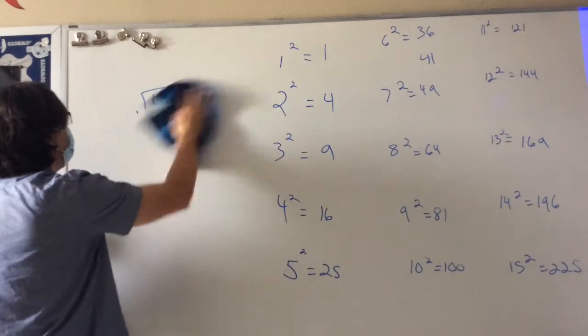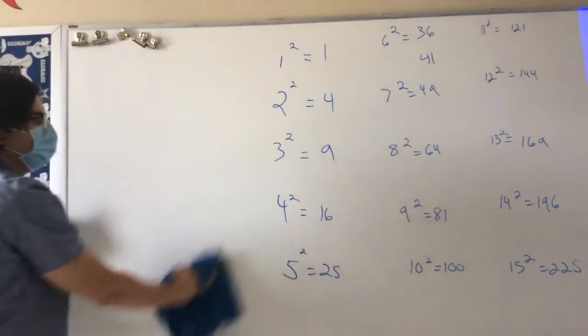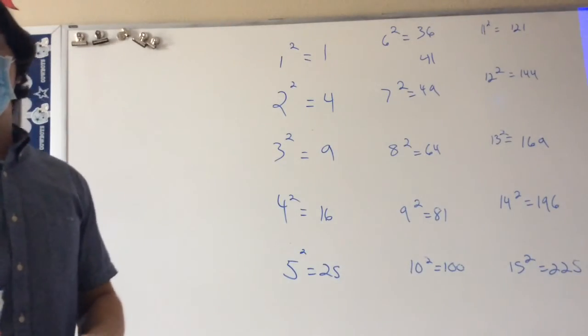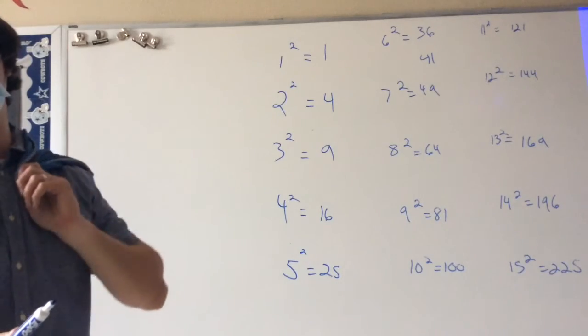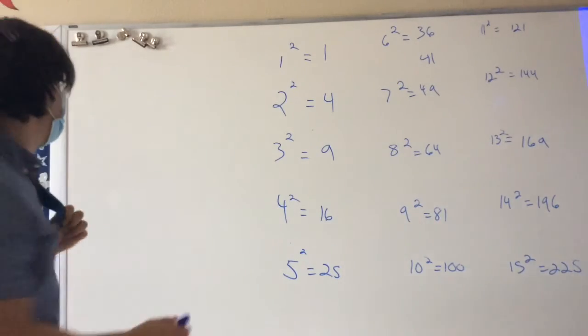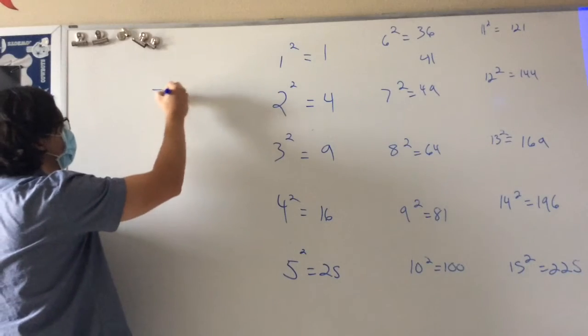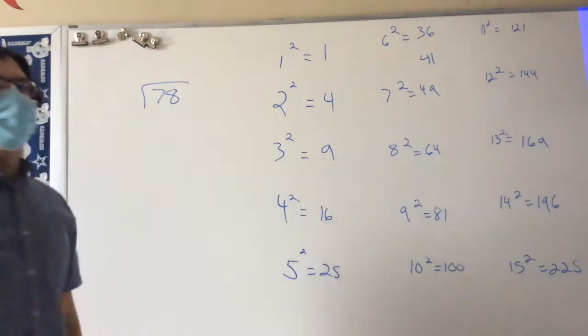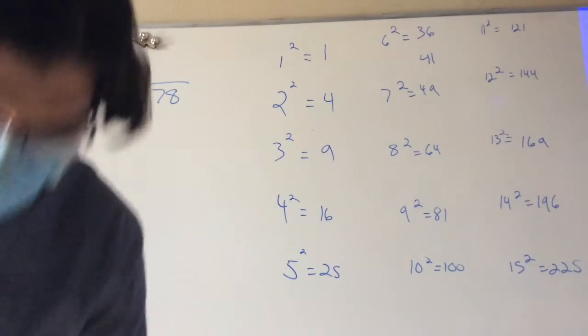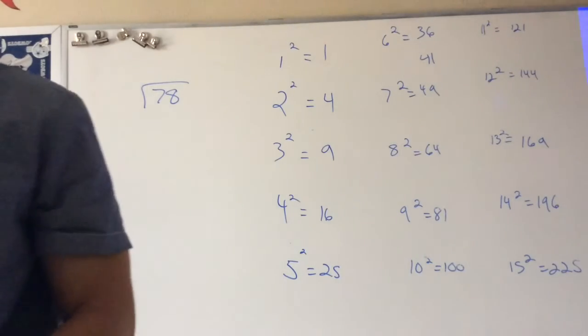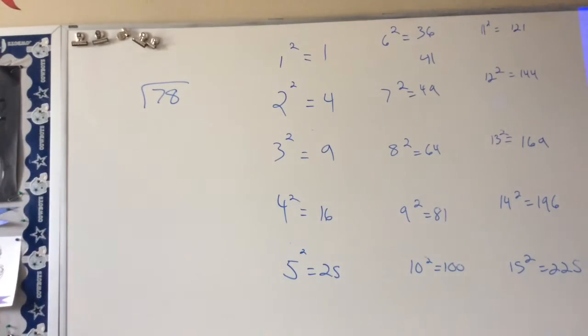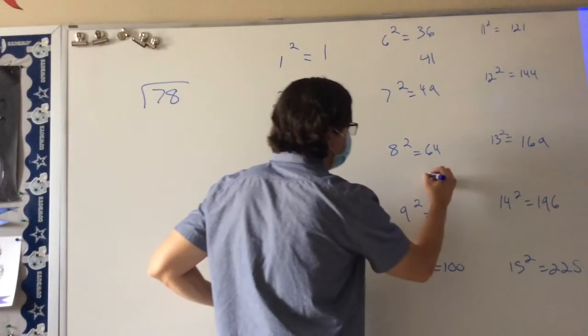Nicole, give me a number. It's got to be greater than 1, but less than 225. 78. Nicole says 78. Would anybody like to take an educated guess on what two perfect squares 78 is going to fall between? Ryan, what do you think? 8 and 9.